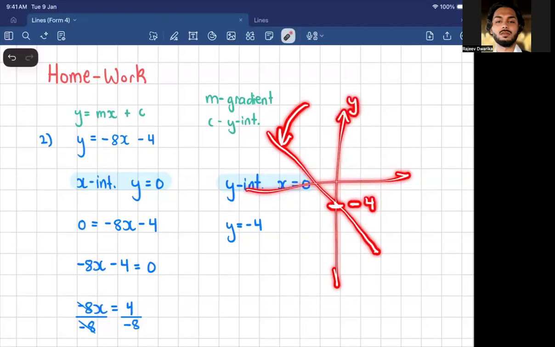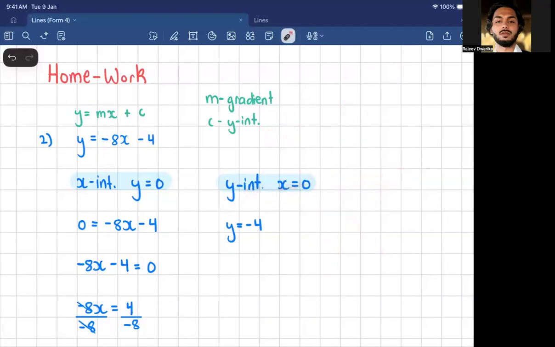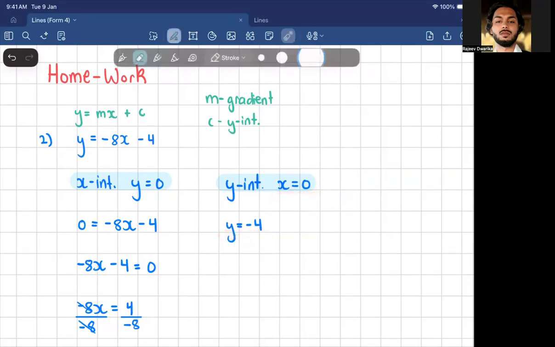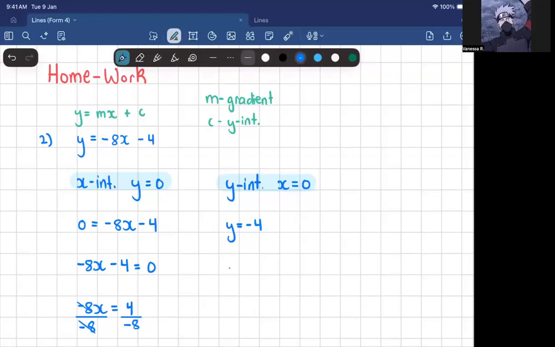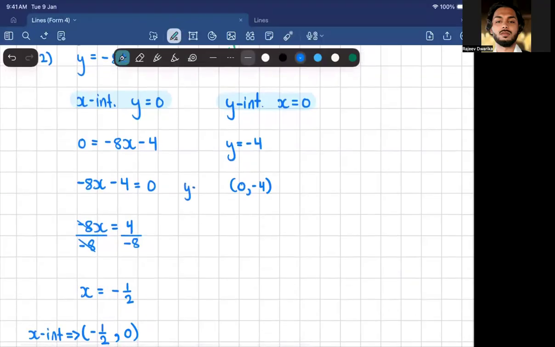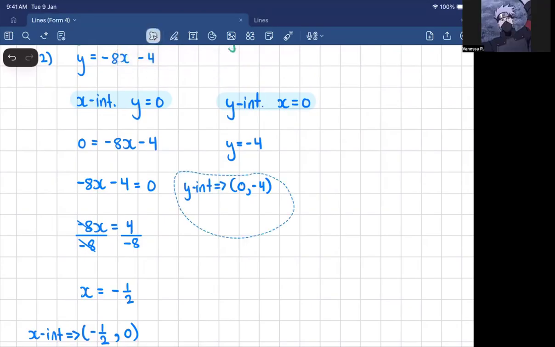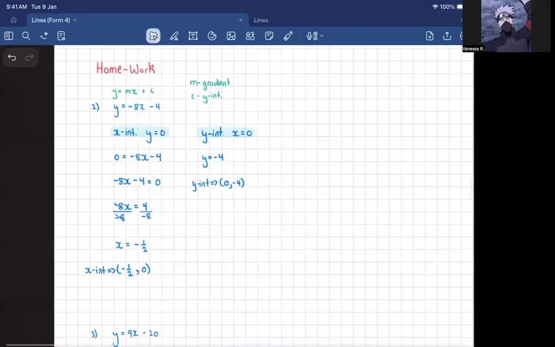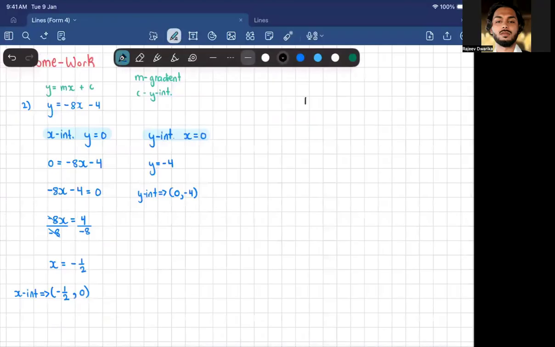This is the y-axis, right? So Vanessa, if we know that the y value is going to be -4 and the x value is 0, can you tell me the point? 0, comma, -4. And that would be the y-intercept, right? Tell me if you're okay with that. So if we wanted to sketch this graph, I'm going to do a very small sketch here, nothing fancy.